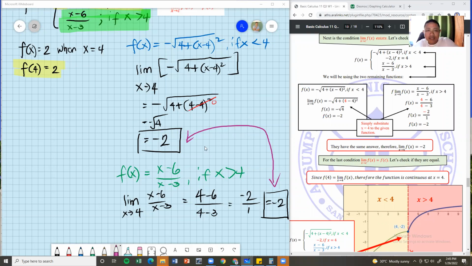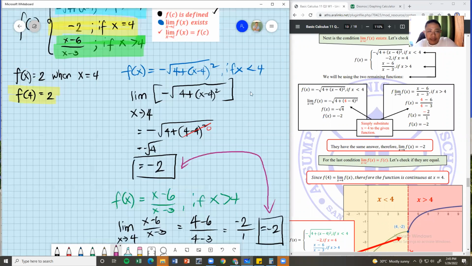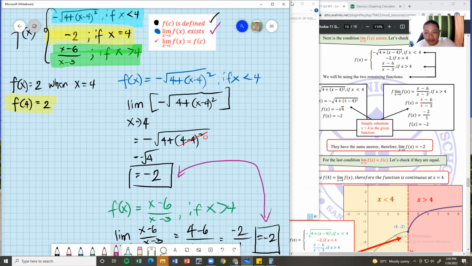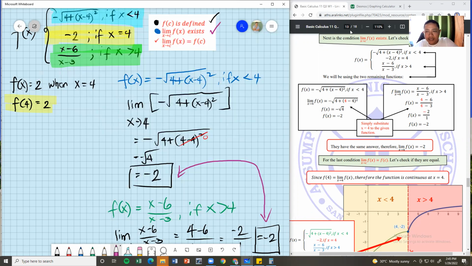So it simply means na if they are the same, then the limit of the function as x approaches c exists. Pareho sila. Nag-exist yun. Kasi we were able to show equivalent values here. Can you follow? And of course, tingnan naman natin ngayon if for the last condition, they will be the same. Okay? Ready na? What do you think will be the process for the third one?